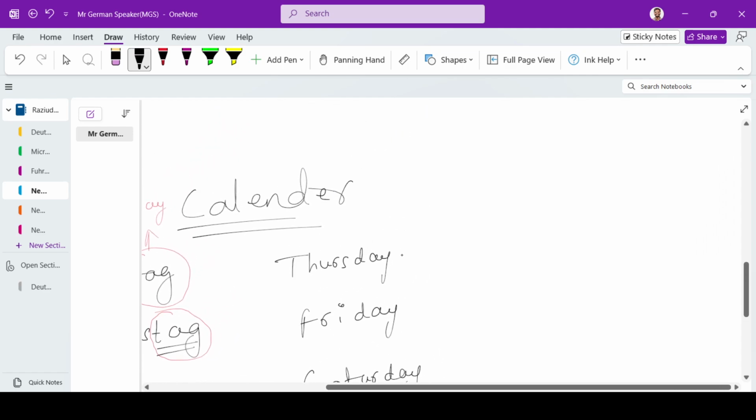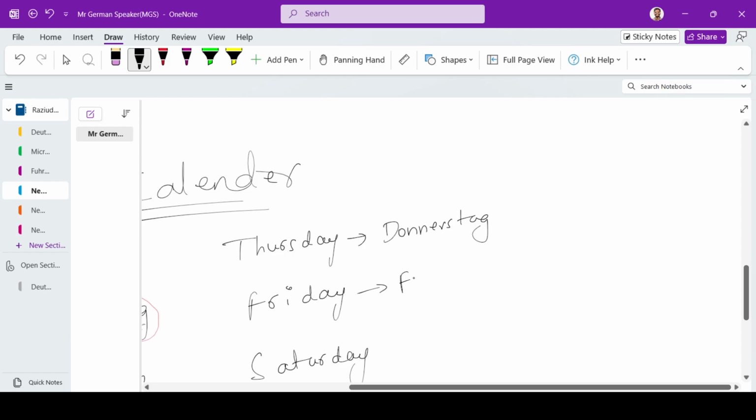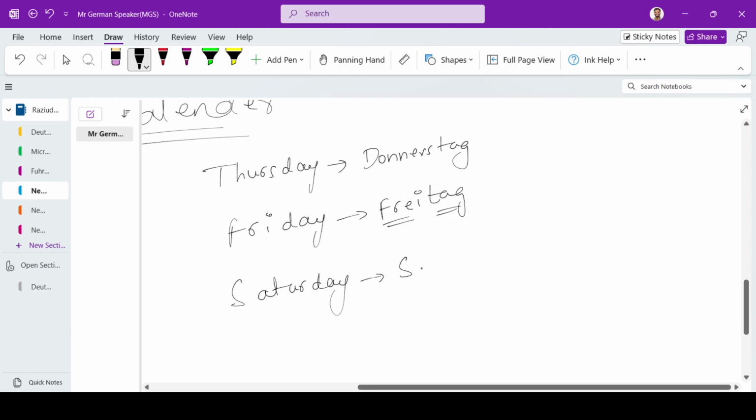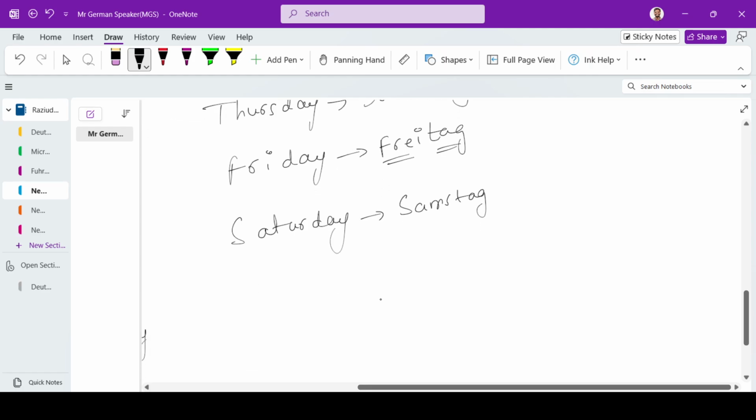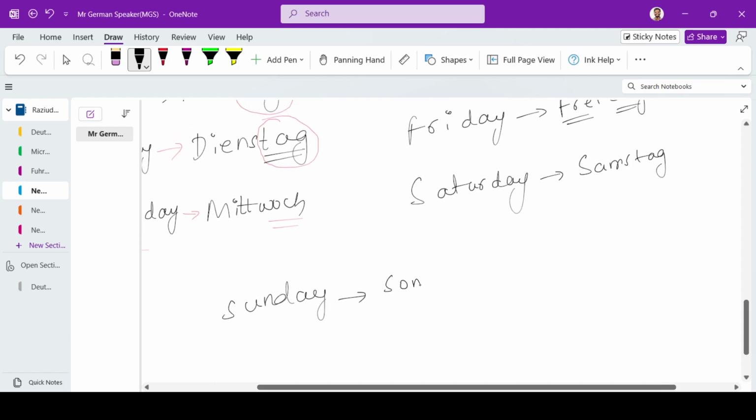But for Thursday, we come back again, which is Donnerstag, Donnerstag, right? Friday is called Freitag. Saturday, we call it Samstag, Samstag. We have to pronounce it like that, okay? And Sunday, we call it Sonntag, Sonntag, okay? So this is Sunday.